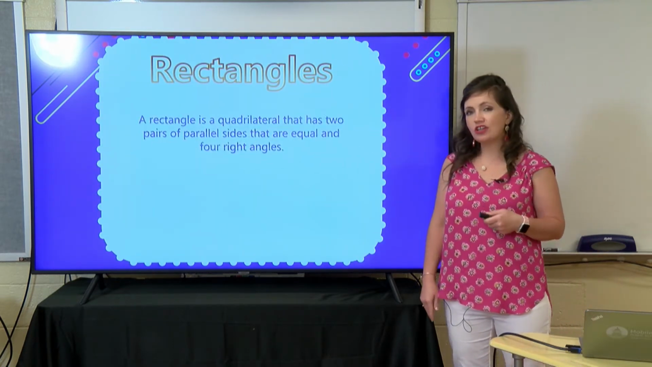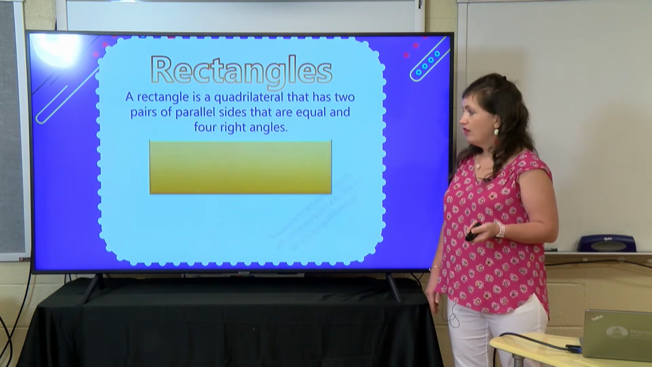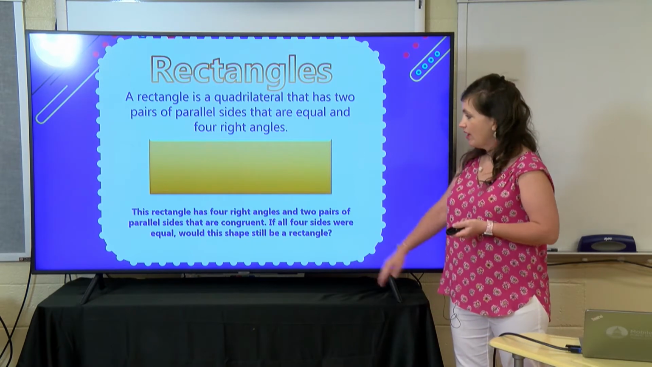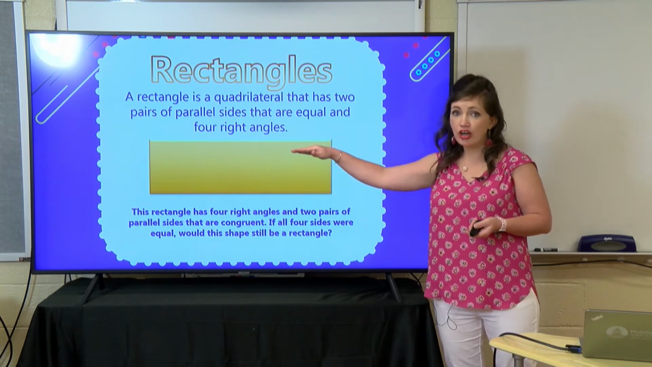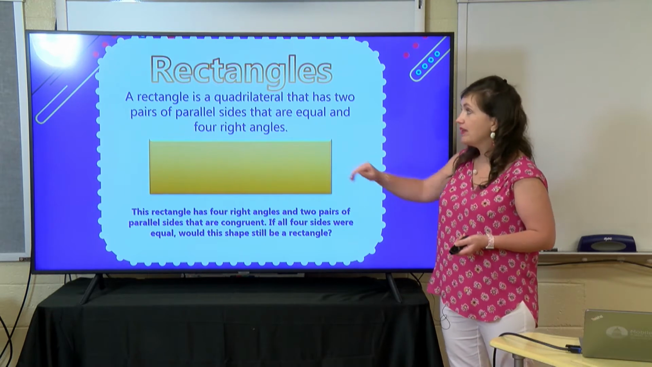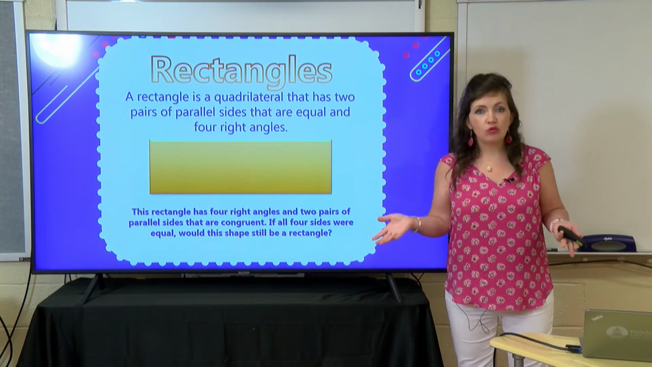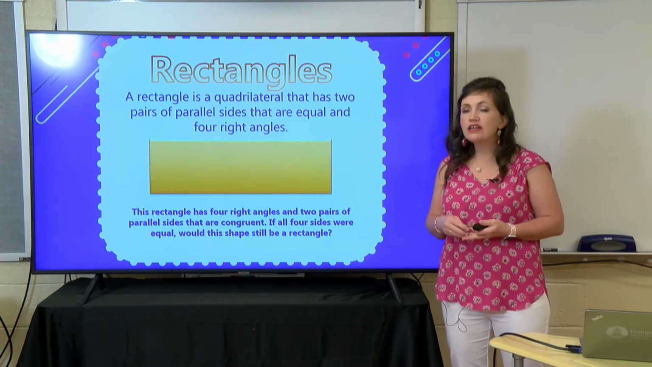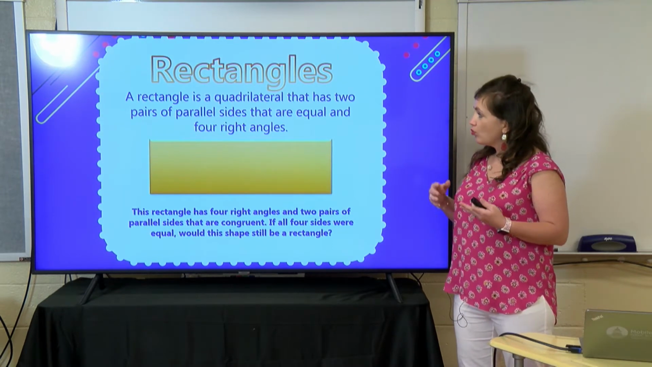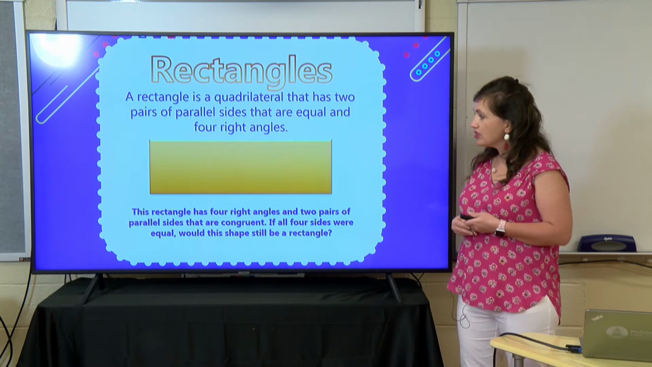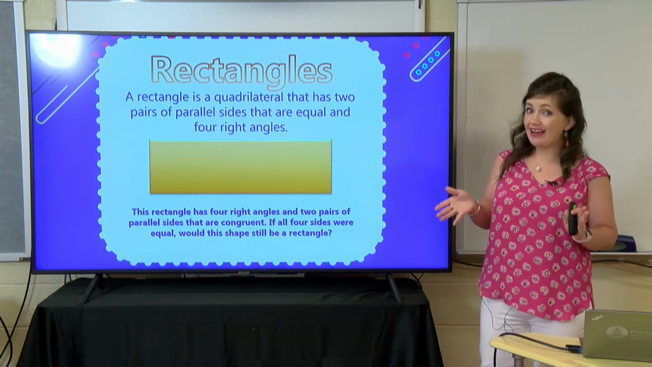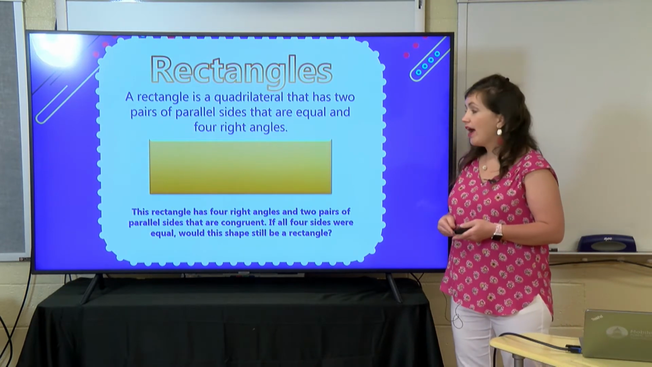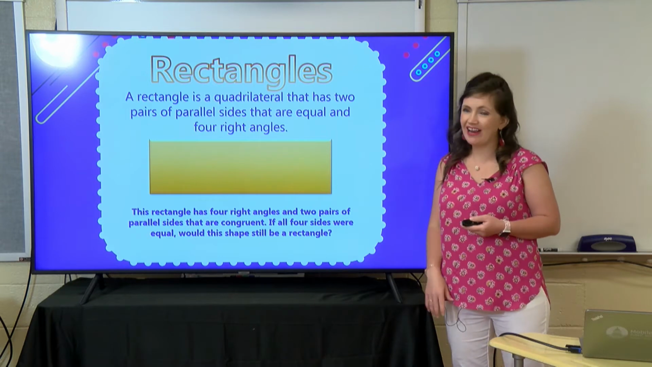All right, now let's talk about rectangles. Are rectangles polygons? Well, sure, of course they are, because it's made up of straight sides, right? And it's a closed plane figure. Is it a quadrilateral? It's a quadrilateral because it has 4 sides. A rectangle is going to have 4 sides where 2 sides are exactly the same length and it's made up of 4 right angles. That's what makes it a rectangle.